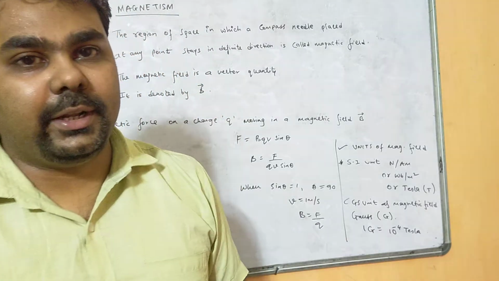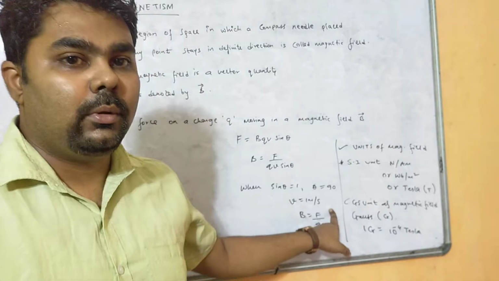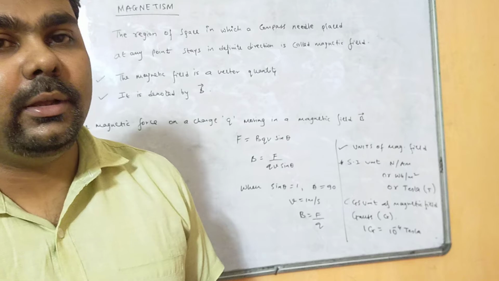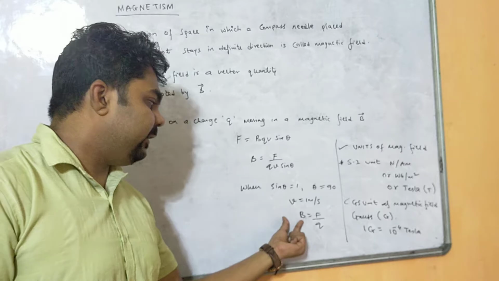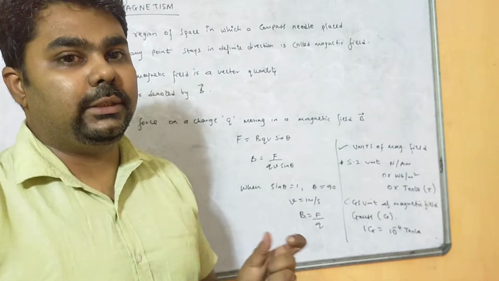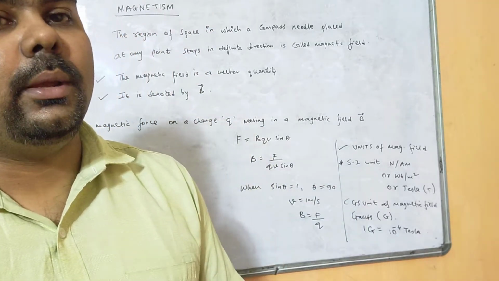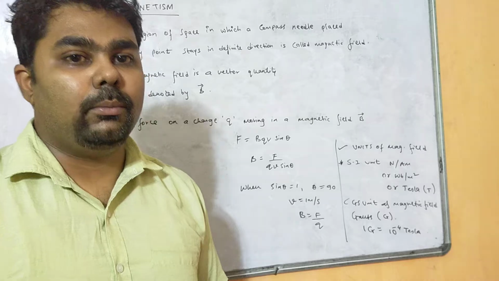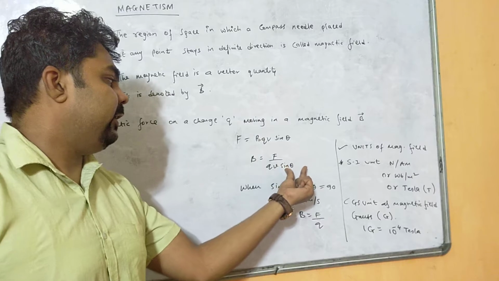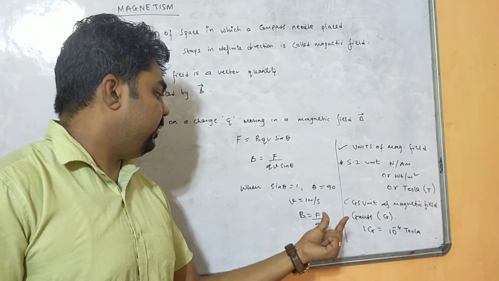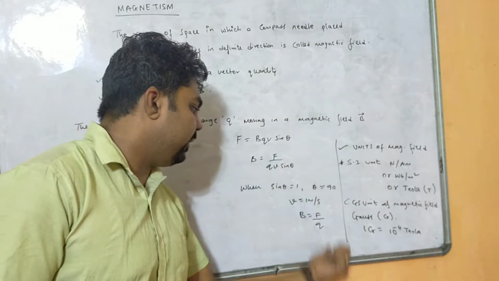So magnetic field is defined as the force on a unit charge in a uniform, perpendicular magnetic field moving with a velocity of 1 meter per second. I repeat, magnetic field is also defined as the force on a unit charge placed in a perpendicular magnetic field moving with a velocity of 1 meter per second. That means when it is moving with 1 meter per second and is placed in a perpendicular magnetic field, then B equals F by Q.